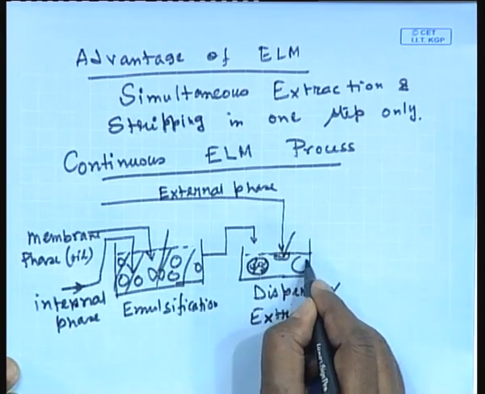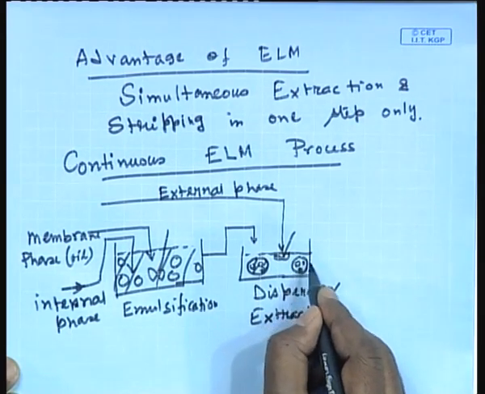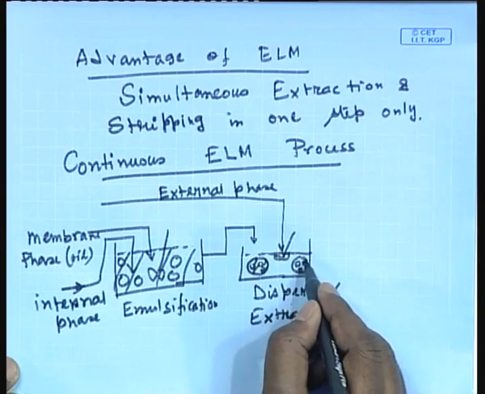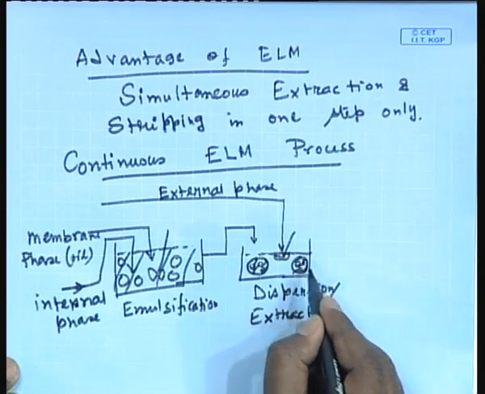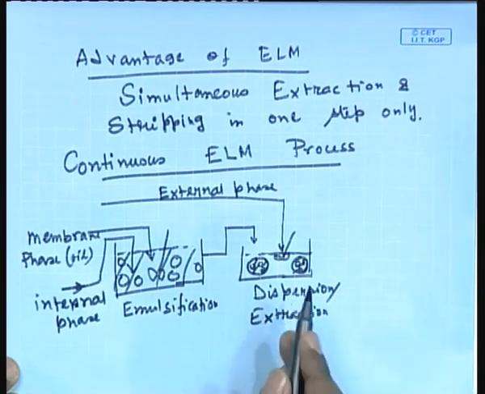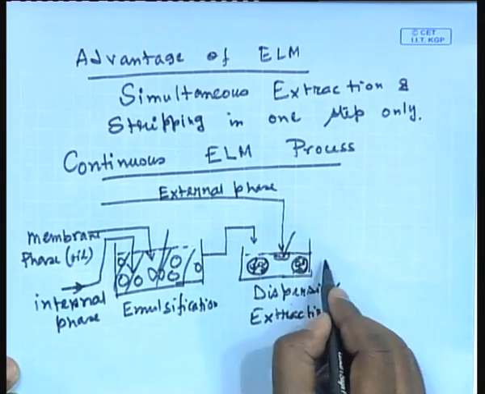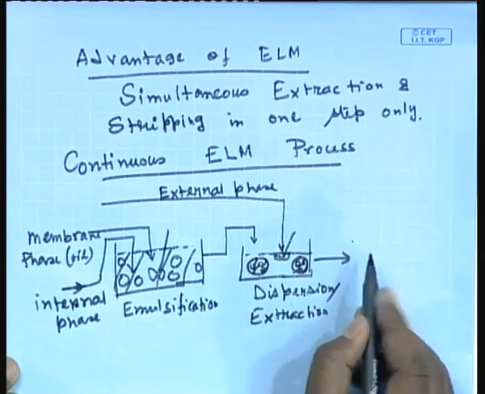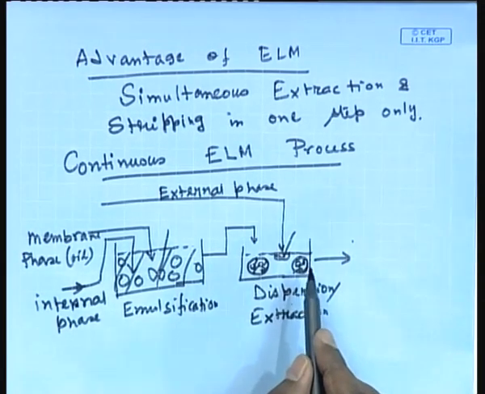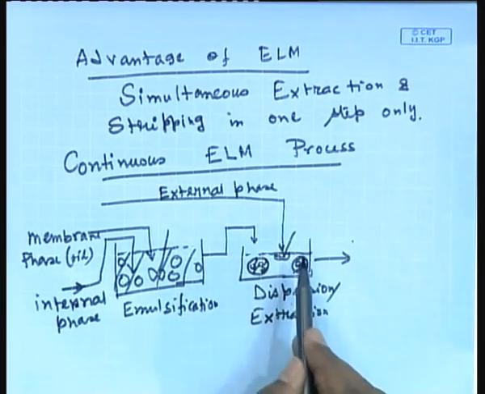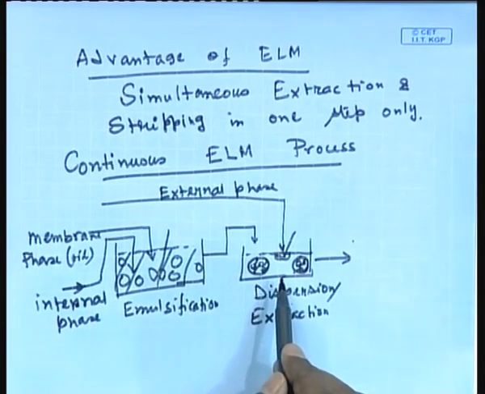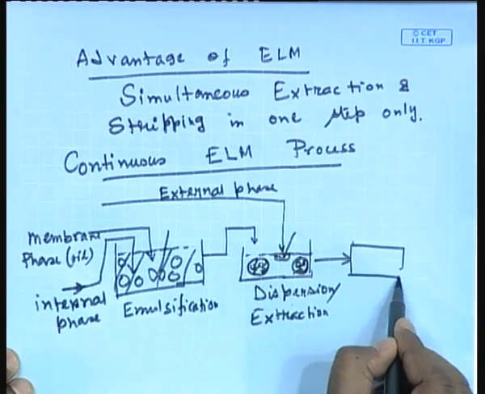So, you will have the globules of emulsion with internal droplets trapped in the oil phase. Then once this is done, you send it to a settler. Here all the transfer takes place, that means solutes from the external phase get transported through the oil phase into the internal phase, and then you send this to a settler.